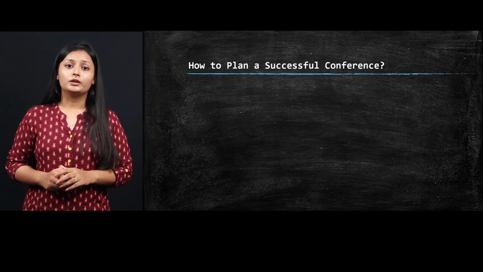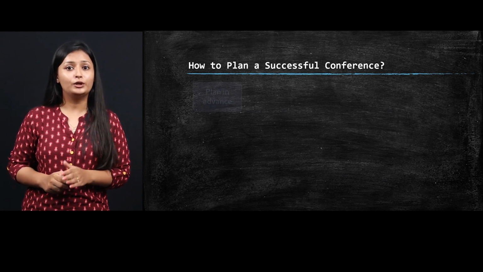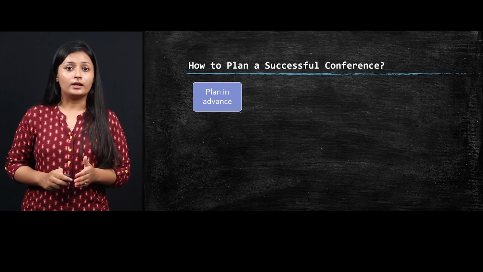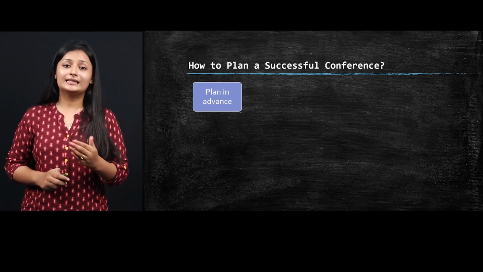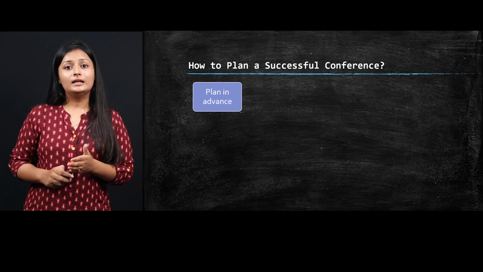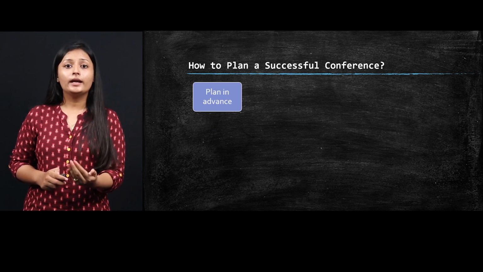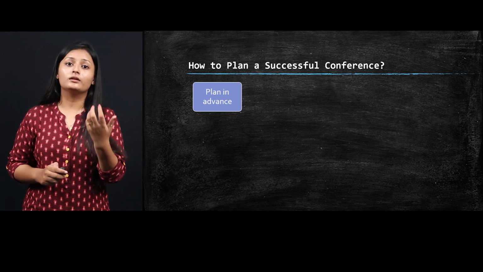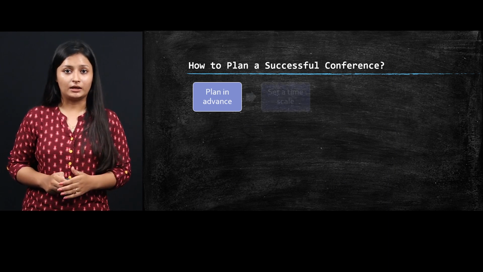Now next we move on to how to plan a successful conference. The first main thing is you need to plan in advance. You need to plan a minimum of 6 months ahead of the date of the conference, considering why you are holding this conference, why you are holding this event, or what return it will yield to your investment.